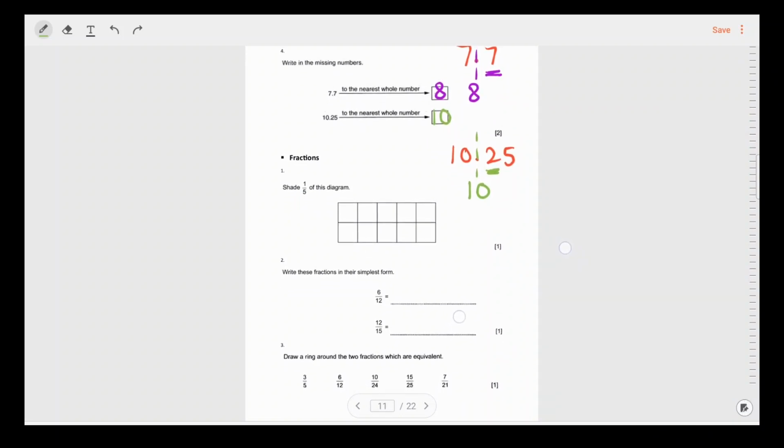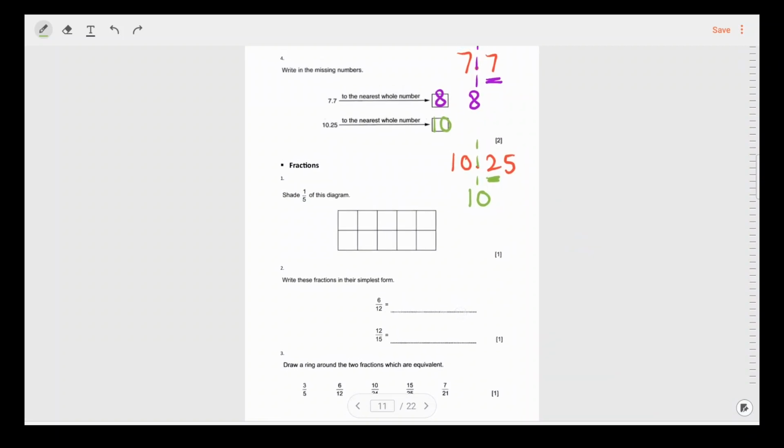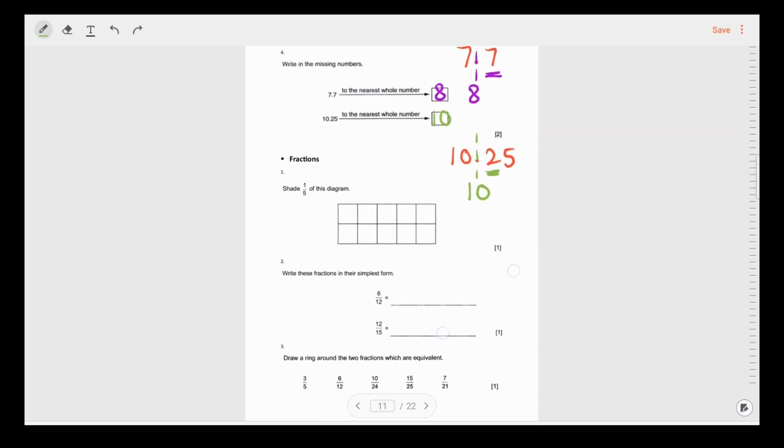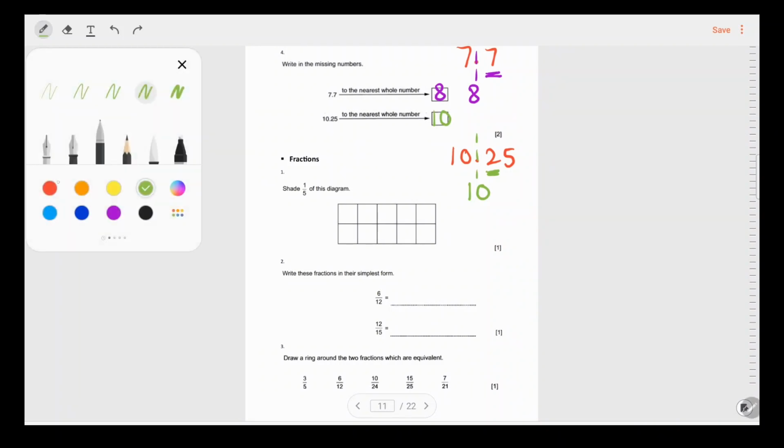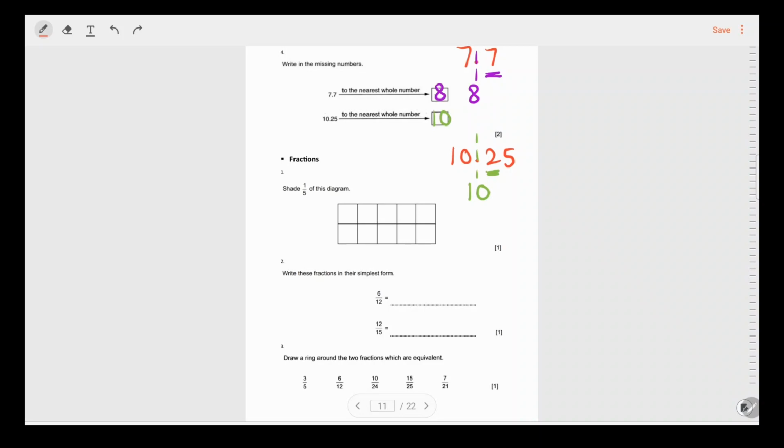Great. So next we need to move on to the topic fractions. The first question says shade 1/5 of this diagram, but here we have 10 parts, so we can't just shade only one of it. That will be 1/10, 1 over 10. So instead we would then divide this into 5 parts. This is 1, 2, 3, 4, 5, and we shade only one of these 5 parts. So this is the answer for shade 1/5 of this diagram.